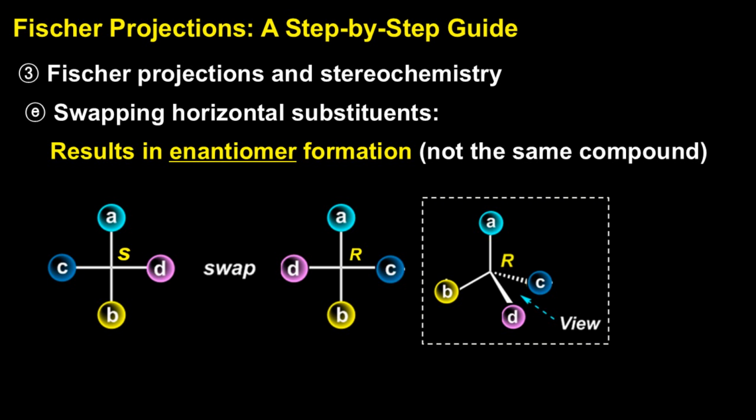One thing you definitely can't do in Fischer projections is swap the two horizontal substituents. Why? Because doing that creates an enantiomer. Take a look at the image.